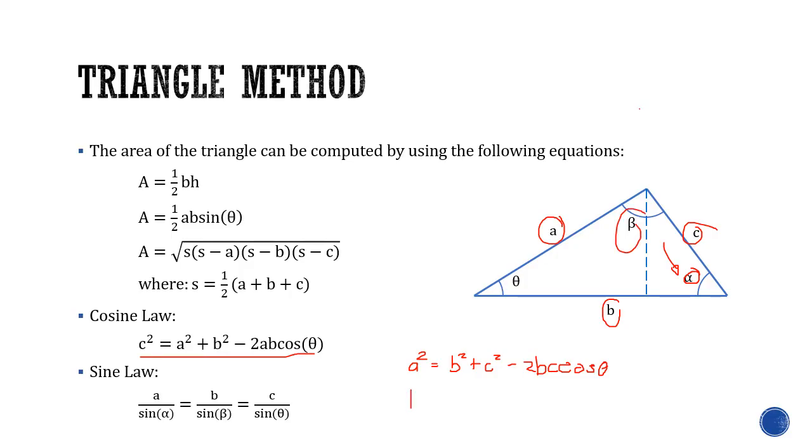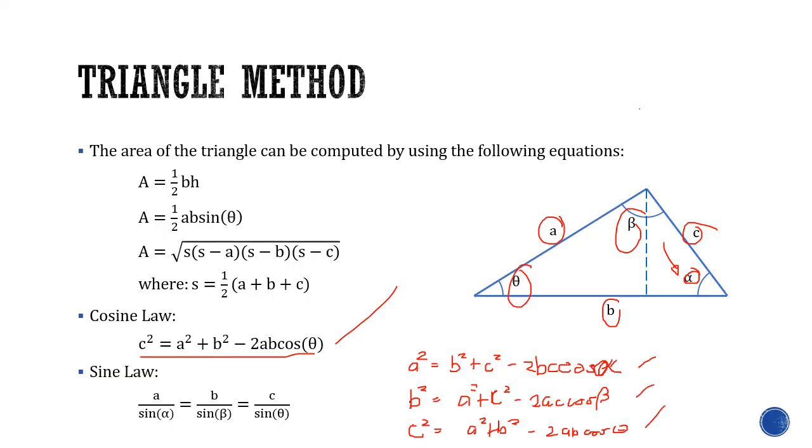Paano naman kung beta yung gagamitin mo? Edi magiging ganito: B squared ay equal to a squared plus c squared minus 2ac cosine beta. Paano kung theta? The opposite side to theta is c. C squared ay equal to A squared plus B squared minus 2AB cosine theta. Ito palang isa, alpha pala ito, sorry. Pare-pareho lang yung values nito. You can use whatever is applicable depende sa situation. Ganyan lang siya sineset up.